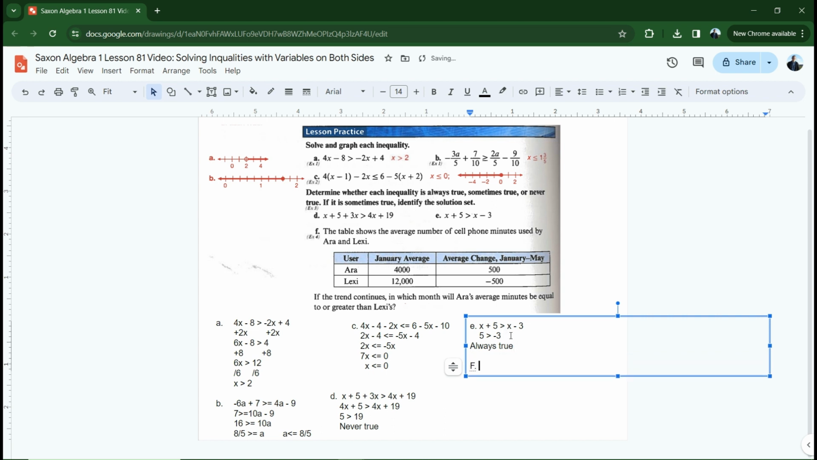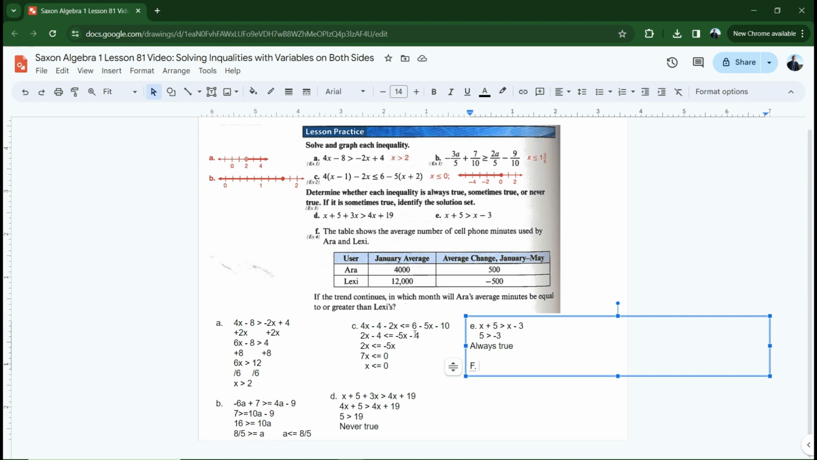The table shows the average number of cell phone minutes used by Ara and Lexi. So here's Ara's 4,000 for January, and then an average change from January to May of 500. And then Lexi, 12,000 for January, but she's going down 500 average change from January to May. If the trend continues, in which month will Ara's average minutes be equal to or greater than Lexi's?